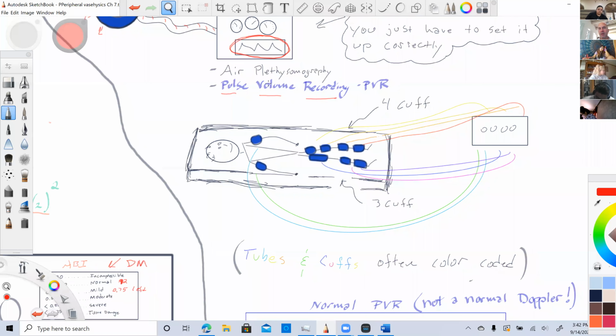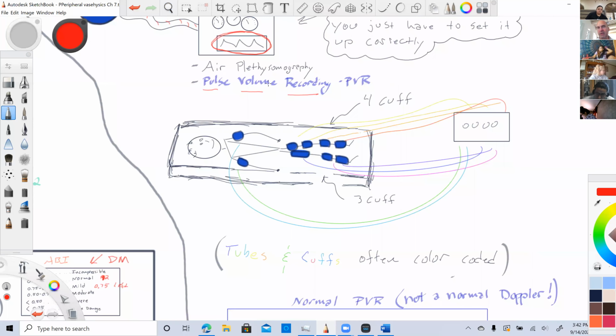Now, PVR, you're going to have a machine. The ABI, you might. I used to do ABIs without a machine. That was fun. But PVRs, you're going to have one. And it could be a 4-cuff PVR, meaning there are 4 cuffs in the leg, or it could be a 3-cuff. On certain people, you could take the 4-cuff and just not use one of them and go with the 3-cuff method.